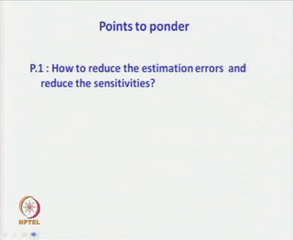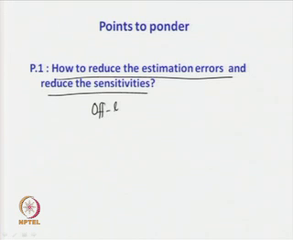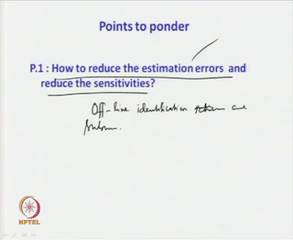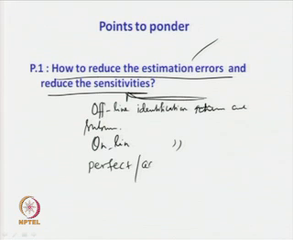Now, one point to ponder: how to reduce the estimation errors and reduce the sensitivities. There are many ways, as I have told you. Offline identification schemes are subjected to high values of estimation errors and sensitivities, whereas online identification techniques can be used to reduce the estimation errors and the sensitivities. Further, if you use perfect or accurate sensors, you can also reduce the estimation errors and the sensitivities associated with the estimation of the parameters of a transfer function model. That is all.